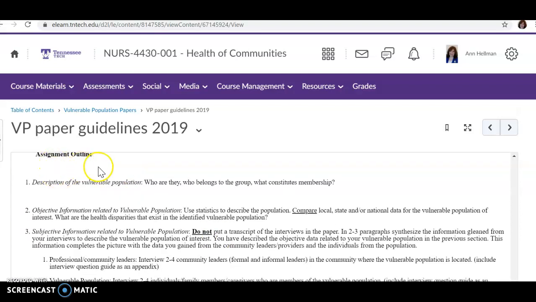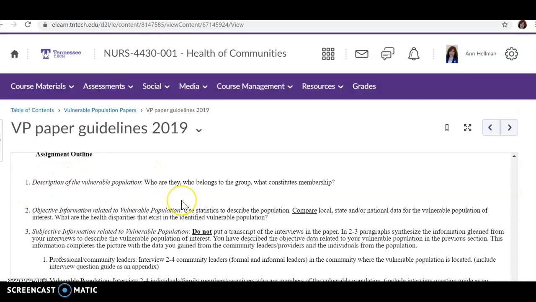Now, this assignment outline, if you will note, is pretty much giving you the structure of the paper. I encourage you strongly to follow this. Use these as your headings. That will help the structure of your paper.